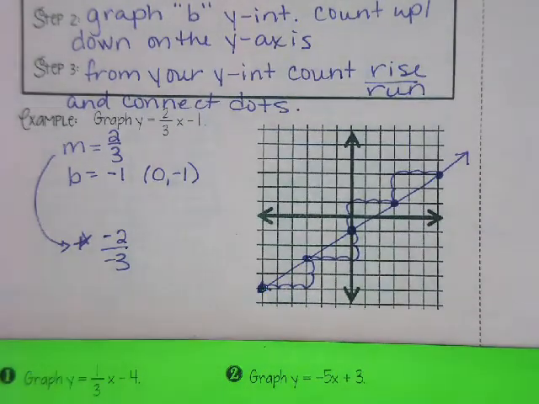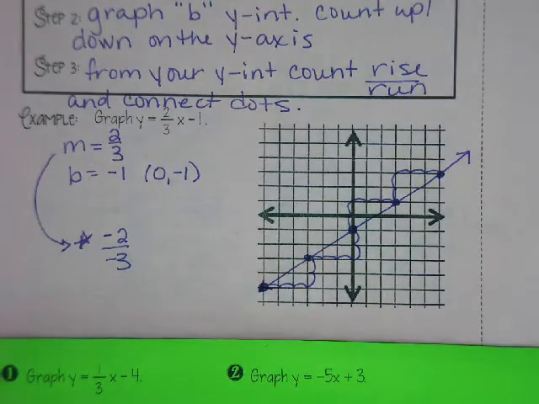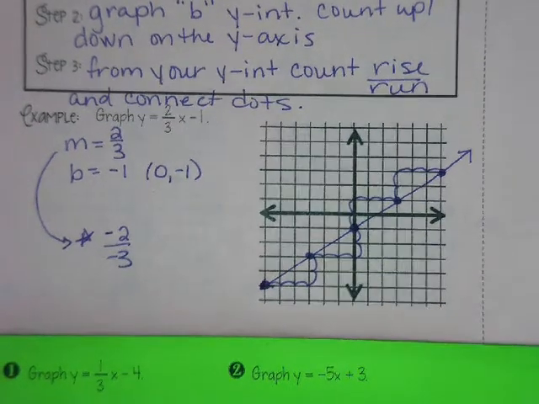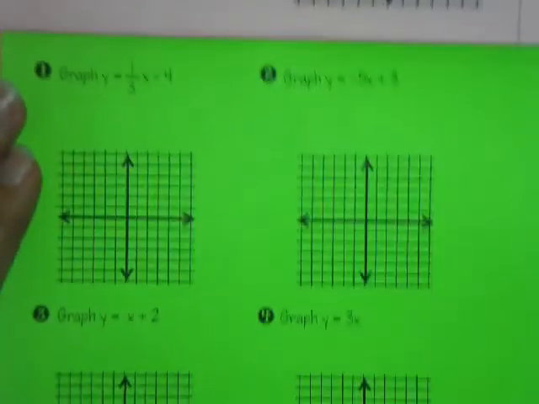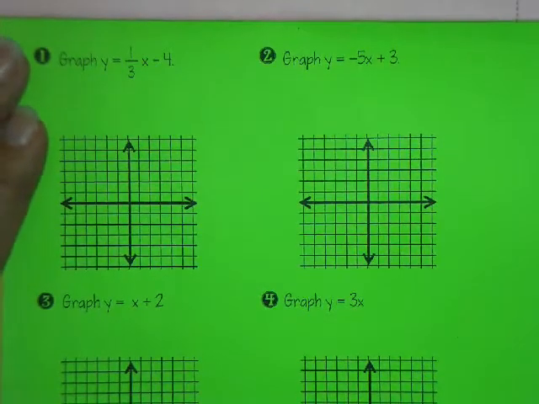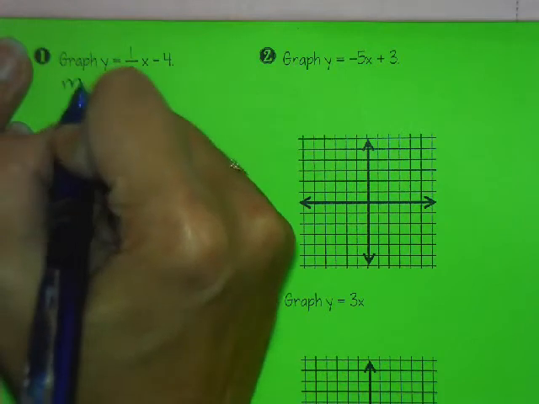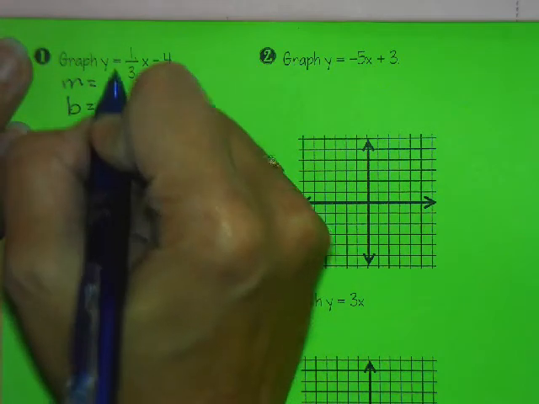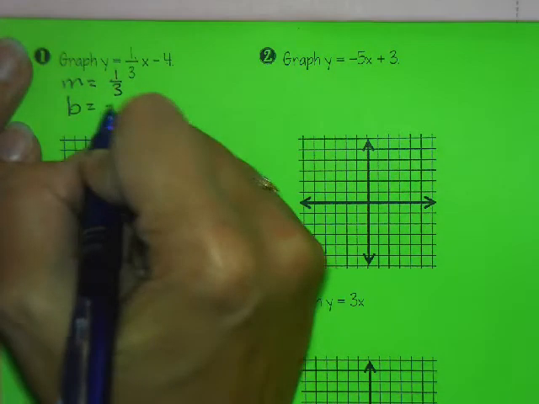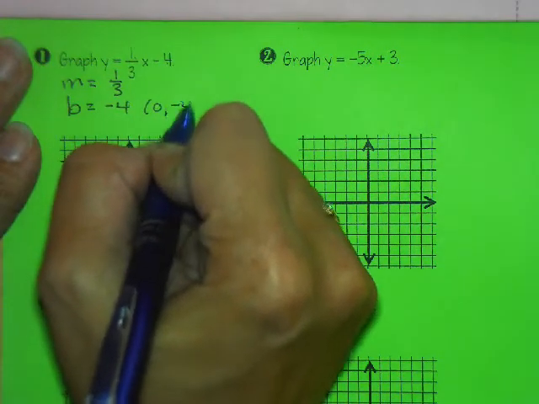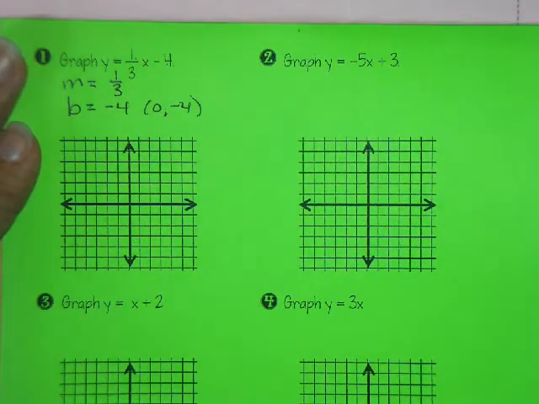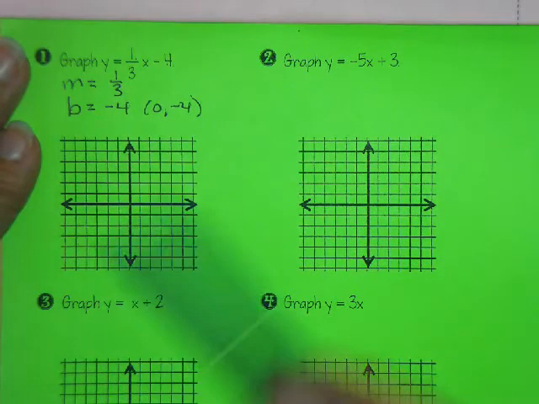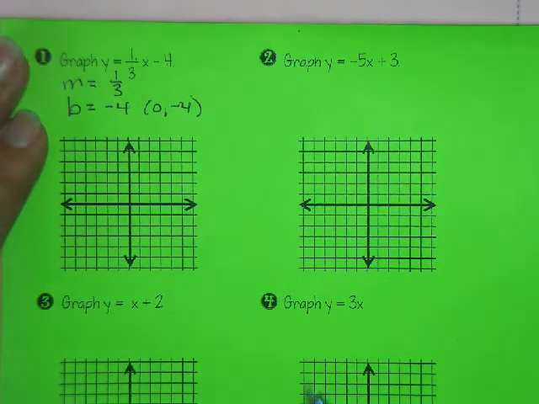All right. You only need to have a minimum of 2 points graphed to draw it, but that's another way you can look at it. All right, let's do a couple more together, and then I'm going to have you graph some on your own. Identify m and b. M is 1/3. B is negative 4. So this is going to go through 0, negative 4. Keep in mind, my slope is positive. My line should be going up when I draw this.